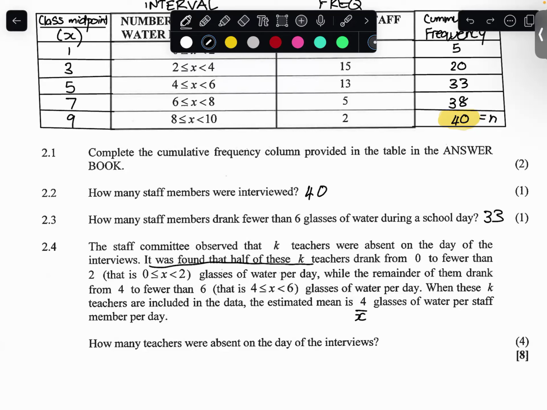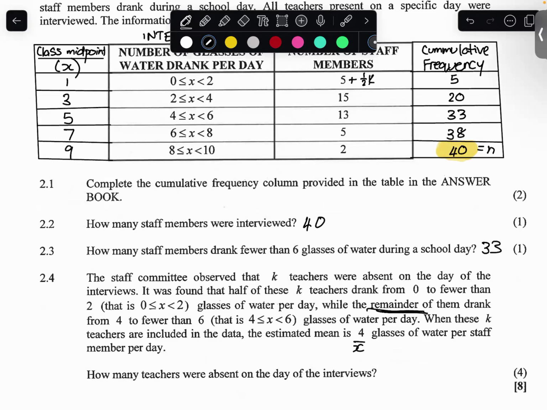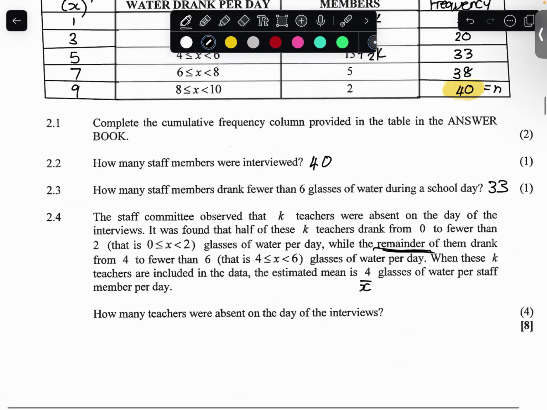It says it was found that half of these K teachers, so half of K, drank from 0 to fewer than 2. So that means that when I'm looking at this frequency table, this is 5 plus half of K, half of the amount of teachers that were absent, drank between 0 to 2. And the other half, the remainder, drank between 4 to 6. So the other half is here in the interval between 4 and 6, the other half of those K teachers. How many teachers were absent on the day of the interviews?